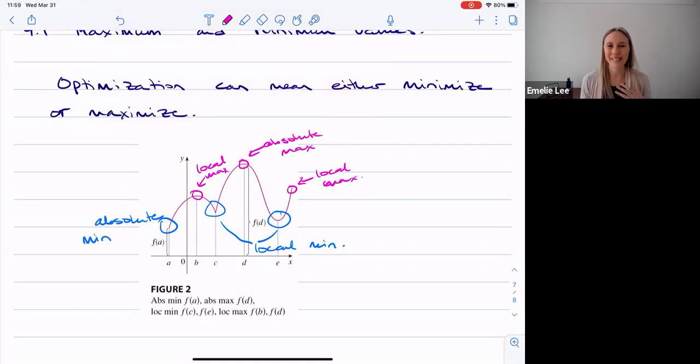So we need tools to be able to figure out if we have an absolute maximum or a local maximum, or identify maximums and minimums in general. Now, what we're going to leverage a lot of the time is that we already know that at these peaks and valleys, we have a derivative of 0, right? So we have this kind of flat line.